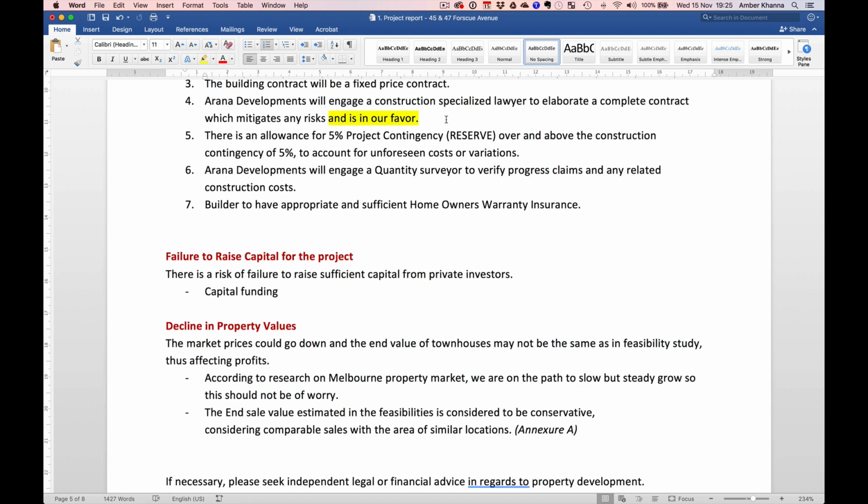Sorry. I wanted to ask you something on that line. Yeah. There is an allowance for 5% project contingency reserved over and above the construction contingency of 5%. So I know where the 5% contingency is, and it is on the construction and the feasibility, but I'm not too sure where that 5% contingency reserve is. Oh no, I did it in a different way when I did my calculations for them.